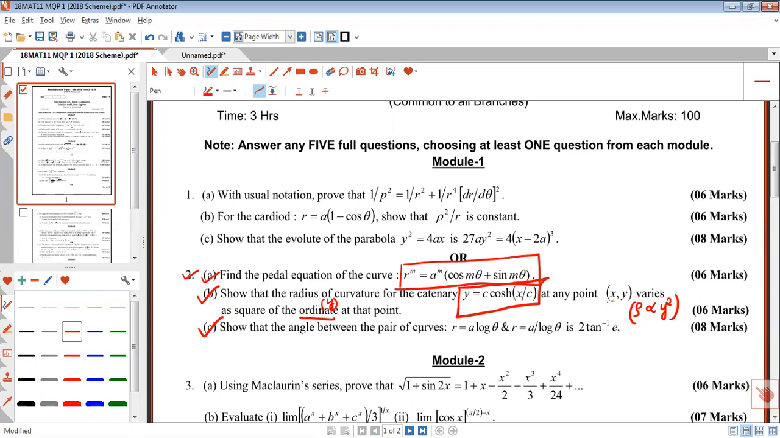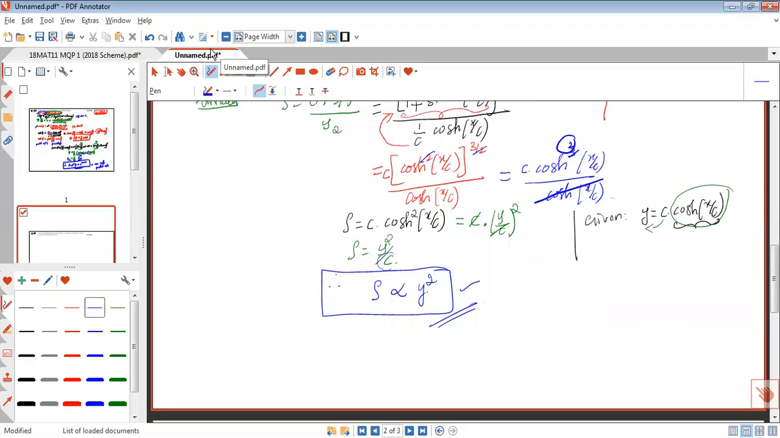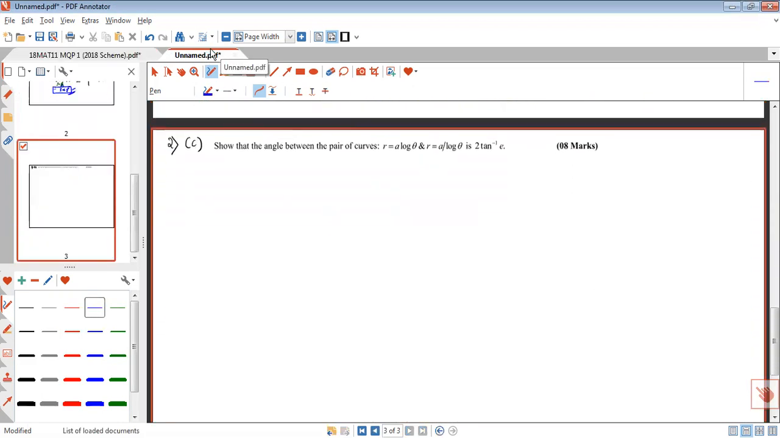Next, the third question, 2c. Show that the angle between the pair of curves, r equals a log theta and another polar curve, r equals a divided by log theta, is 2 tan inverse e. We want to show the angle between these two curves is equal to 2 tan inverse e. So let's solve this question, number 2c.